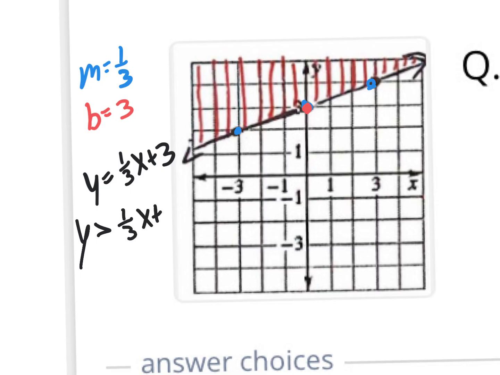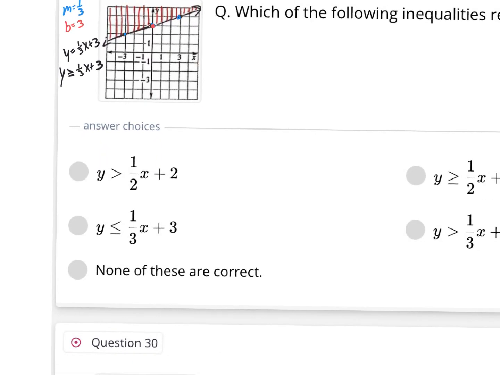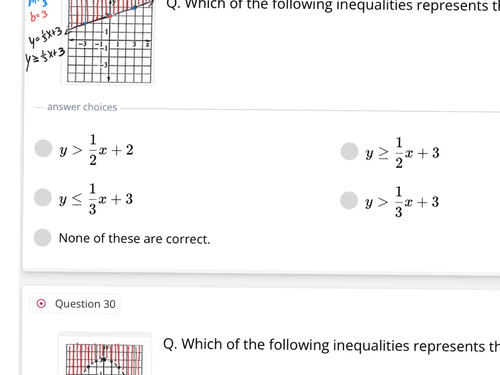And it's not just a greater than symbol, it's also an or equal to. So greater than or equal to, you do need that solid line underneath the inequality because this line was solid right from the start. So that's your correct inequality that you want. Y is greater than or equal to 1/3 x plus 3.